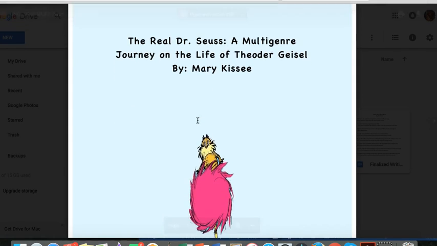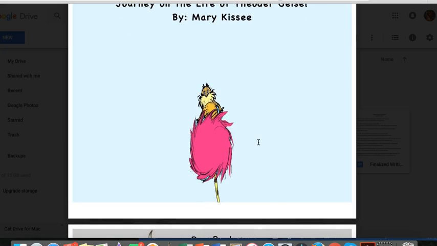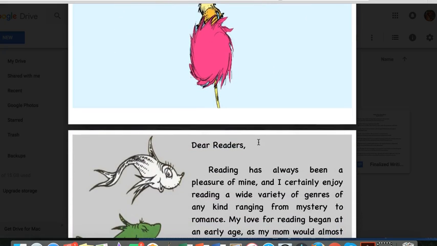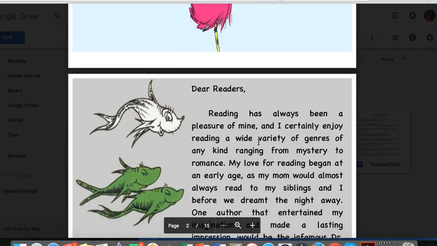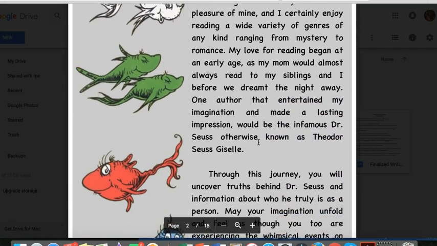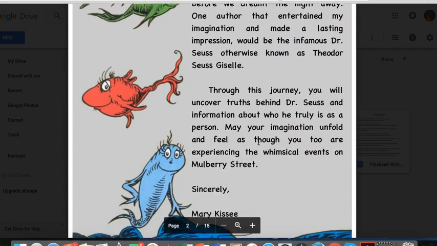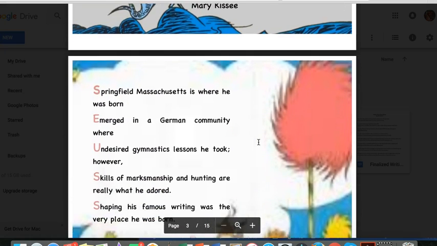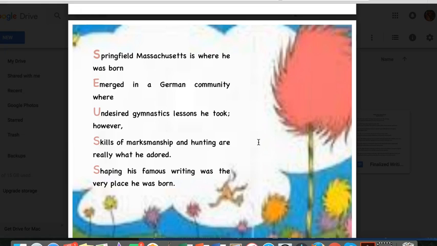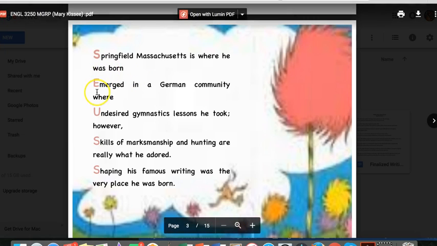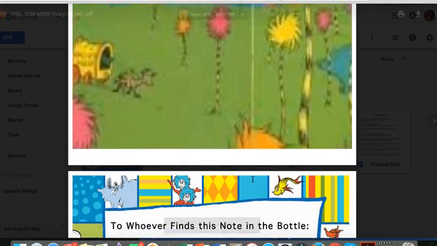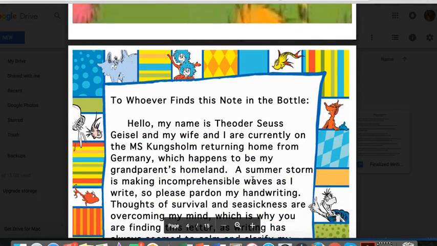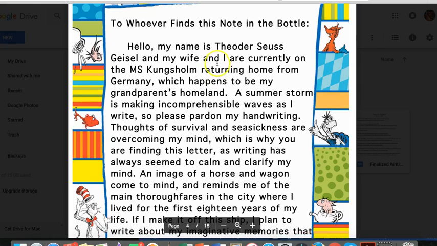So this is her title page. As you can see, she included a lot of cute little graphic art. Here's her Dear Reader letter, and why she chose Dr. Seuss. And then these are her artifacts. So she did an acrostic poem with his name, Seuss, down the side. She did a note in a bottle, which was a biography talking about him.